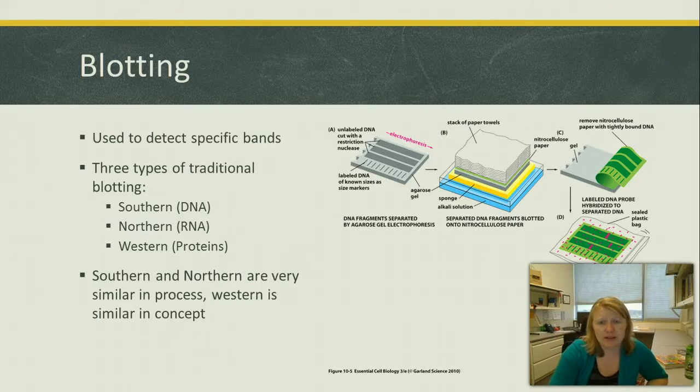And then we'll probe it with DNA, and this will allow us to see specific sequences of DNA. So where the electrophoresis allows us to just see size of bands, blotting allows us to find specific sequences of DNA. So if we're looking for a specific gene, blotting allows us to do that. So this is just a quick overview of some of the ways that we manipulate and analyze DNA and RNA.